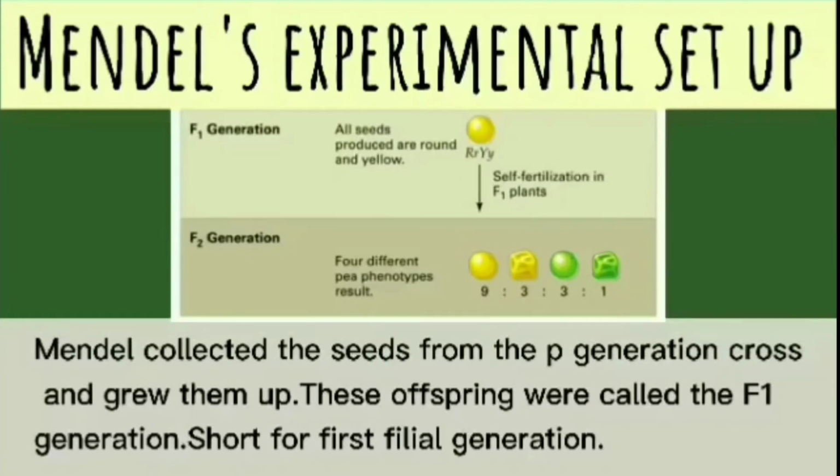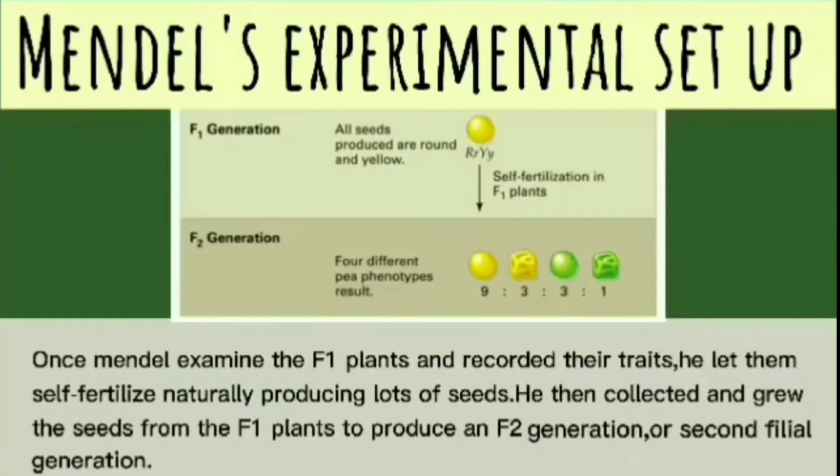Filius means son in Latin, so this name is slightly less weird than it seems. Once Mendel examined the F1 plants and recorded their traits, he let them self-fertilize naturally, producing lots of seed. He then collected and grew the seeds from the F1 plants to produce an F2 generation, or second filial generation. Again, he carefully examined the plants and recorded their traits.